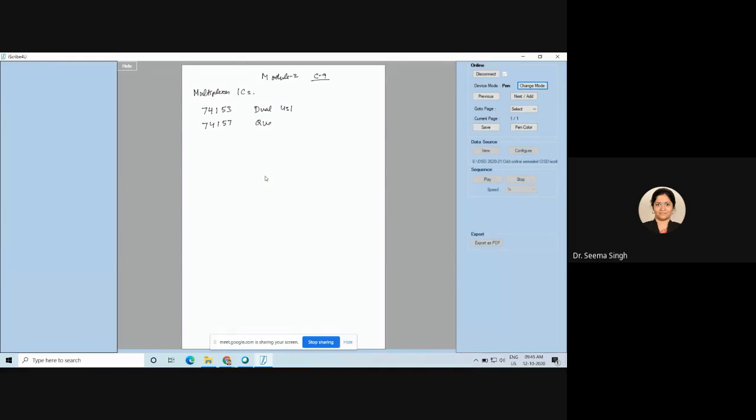Second one is quad 2:1 IC. 74157 is a quad 2:1 IC. All of you see on the screen, I am writing on the screen also. This is your first IC, second IC. Then third IC is 74151. This is an 8:1 IC. Then the fourth IC I will show you is 74150. That is a 16:1 IC. So these 4 ICs we will see.